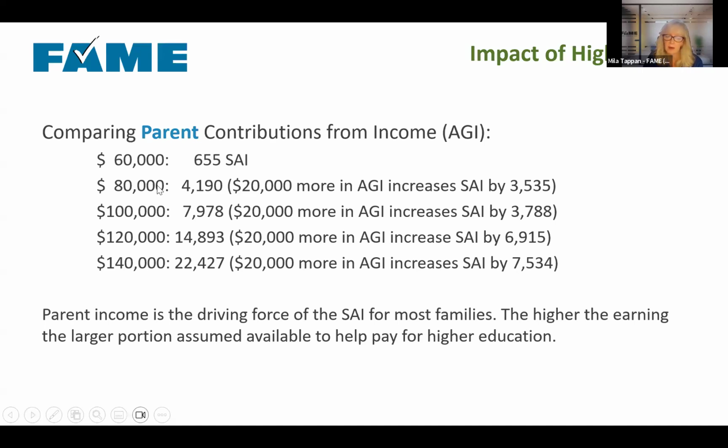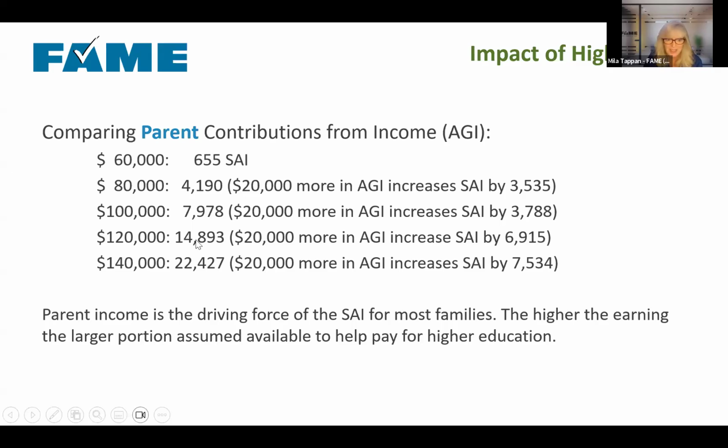If we increase the income by 20%, so we're going to keep increasing the income in increments of 20,000. So we increase the income to 80,000, the SAI jumps up to 4190. So $20,000 more in income increases the SAI by 3,500 basically. If we jump the income up another 20,000, the SAI becomes 7978. So this $20,000 increase in the AGI actually increases the SAI by $3,788.